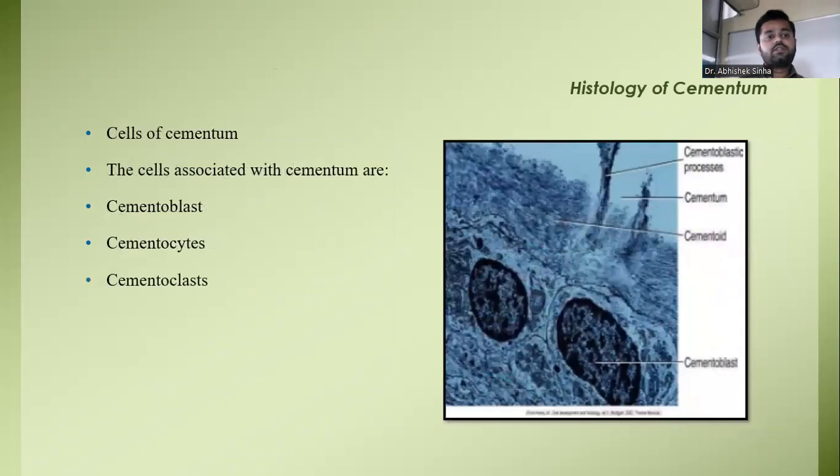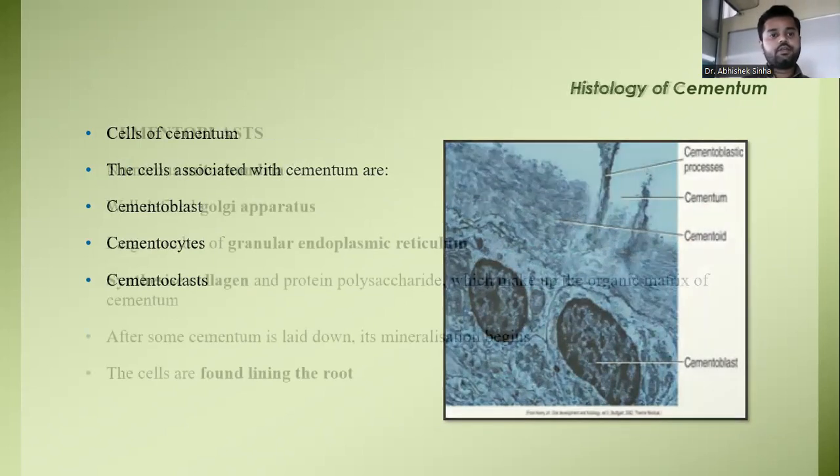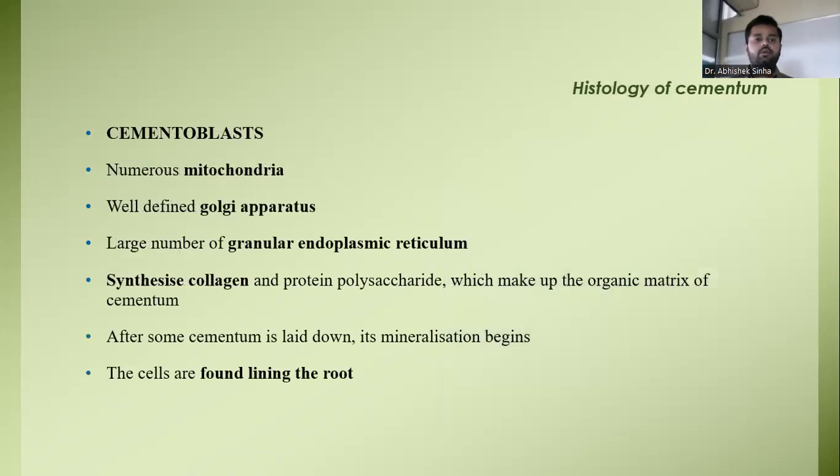Then also you will see cells of cementum, which are usually cementoblasts, cementocytes, and cementoclasts. We'll be dealing with all these cells individually in the next slide. So cementoblasts. Cementoblasts are basically cementum forming cells. All the blast cells are forming cells. Whether fibroblasts, cementoblasts, osteoblasts, they are all forming cells. So cementoblasts are also forming cells.